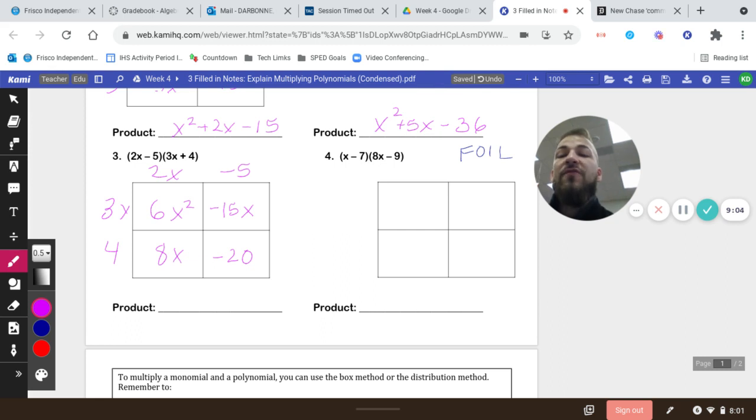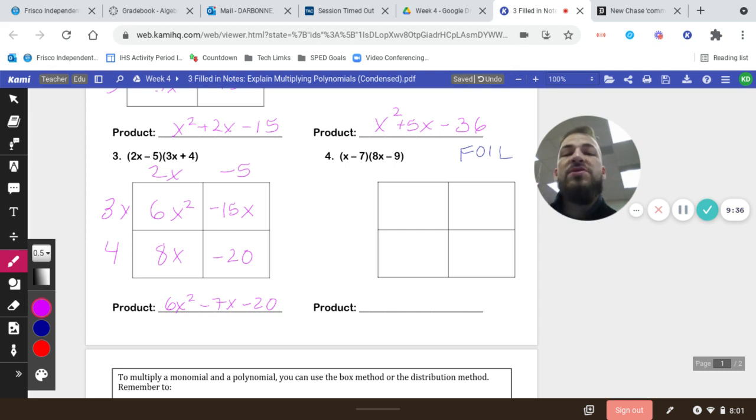Same thing we did before, we look for like terms, nothing like 6x squared, so we get 6x squared. 8x and negative 15x, those are the same, so 8 minus 15 is negative 7. And of course, y'all, if you need to, you can always type that into Desmos to make sure that you get that adding and subtracting your like terms correct. And then nothing like negative 20, so minus 20 there at the end. Okay, so that one was a little harder because we had coefficients in front of both of our x terms, but still nothing that we couldn't handle.